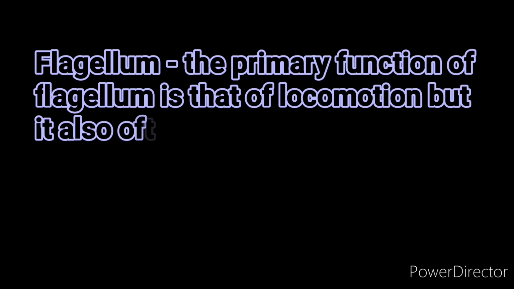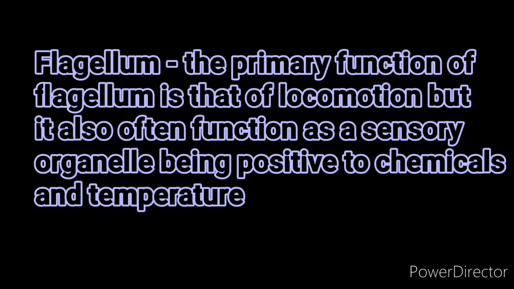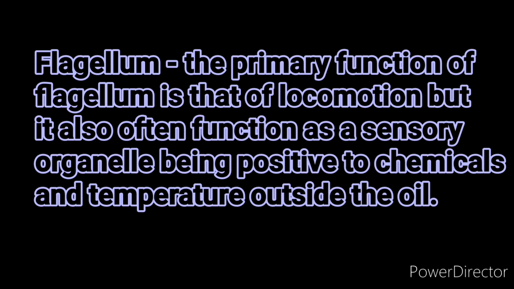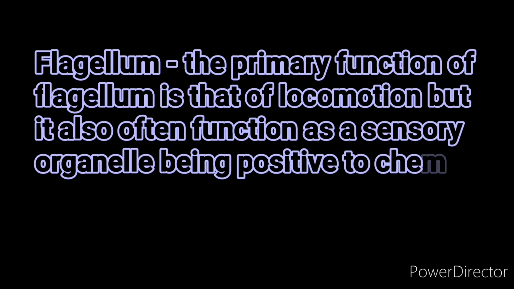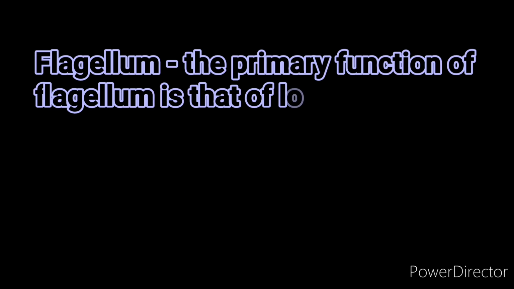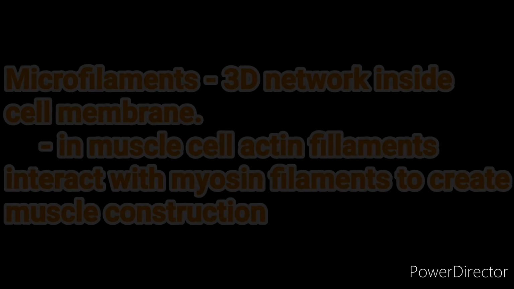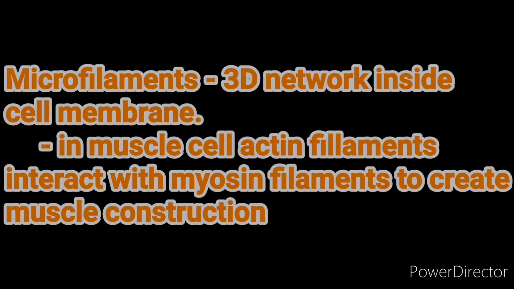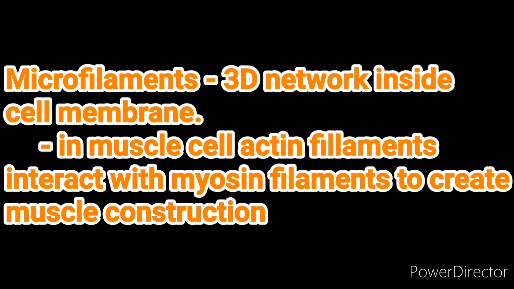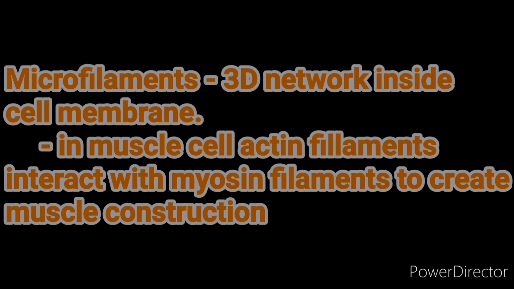Flagellum. The primary function of flagellum is that of locomotion, but it also often functions as a sensory organelle, being sensitive to chemicals and temperature outside the cell. Microfilaments. It is a 3D network inside the cell membrane. In muscle cells, actin filaments interact with myosin filaments to create muscle contraction.